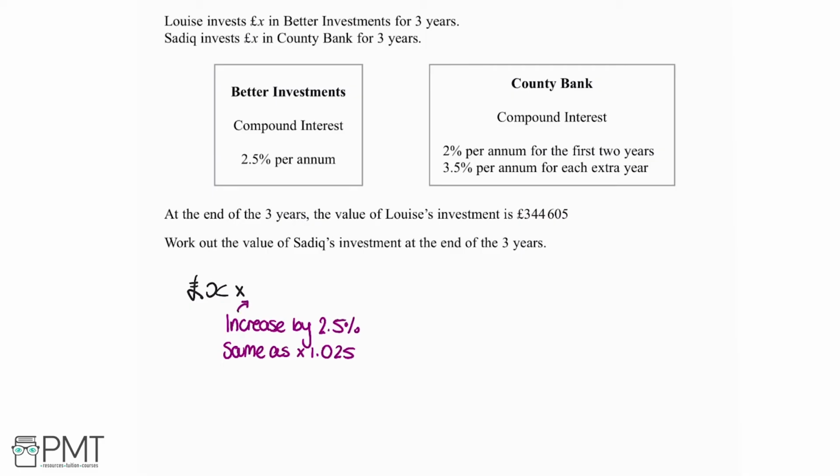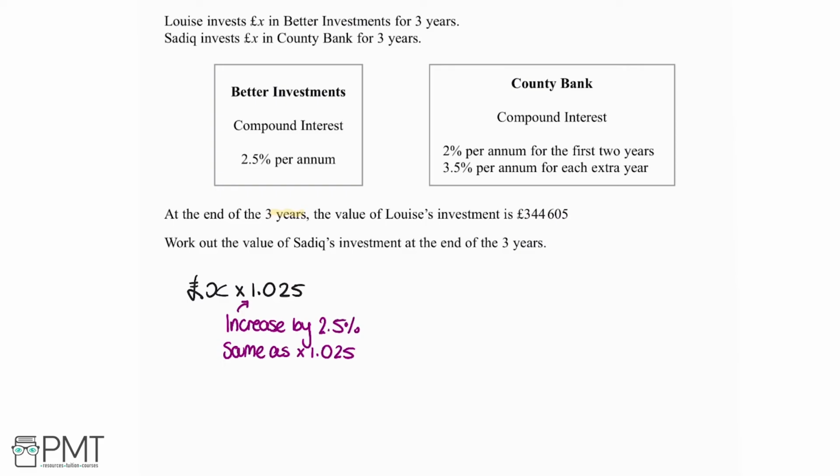So if here I put, we're going to multiply by 1.025. So this is after 1 year. So we start with our original amount. And in 1 year, it's going to go up by 2.5% because per annum means each year. So 2.5% per year. So multiplying by 1.025, we get our result after 1 year. However, we're looking at the end of 3 years.